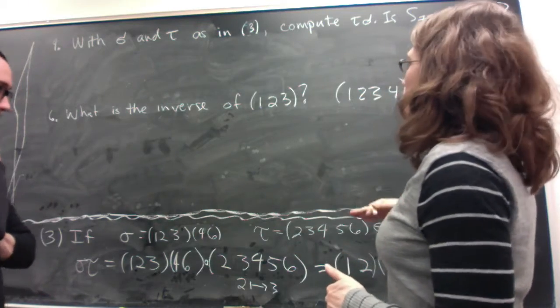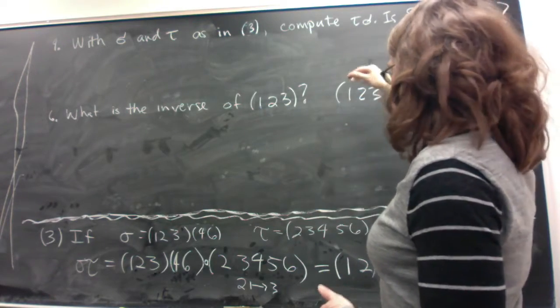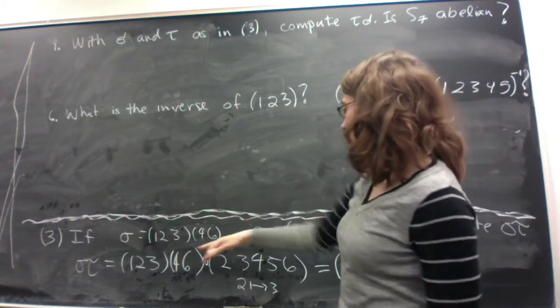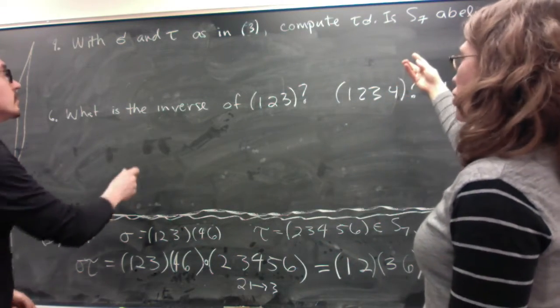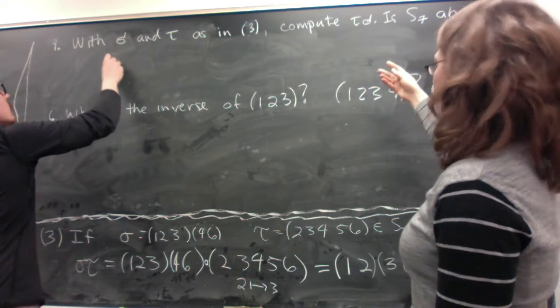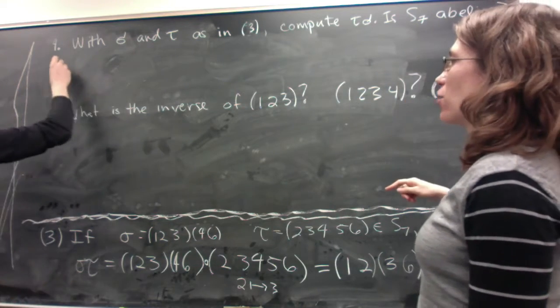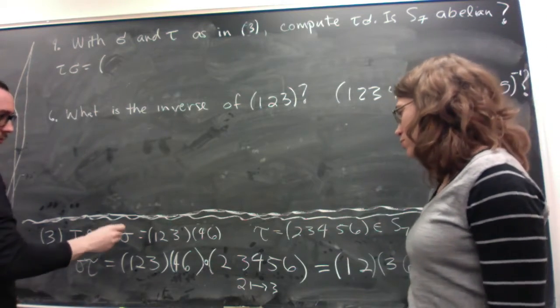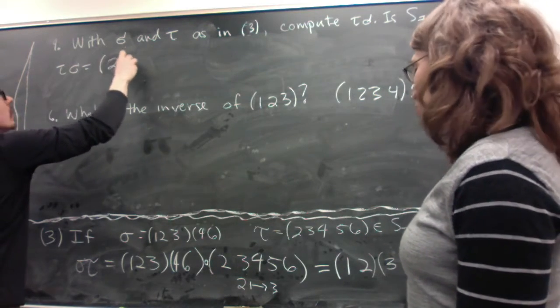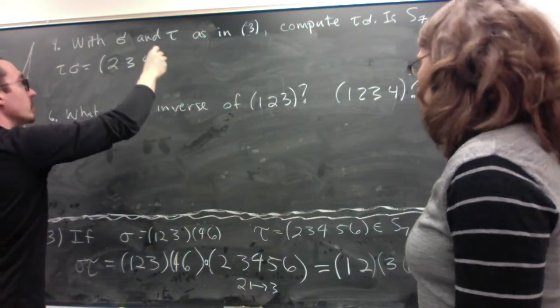Okay, and so we're going to pick up with part 4, which says now taking sigma and tau as in part 3, we just reverse the order of the product. So we compute tau sigma now rather than computing sigma tau. Yeah, so I'll start like we did before and just get them up there because that was helpful to me.